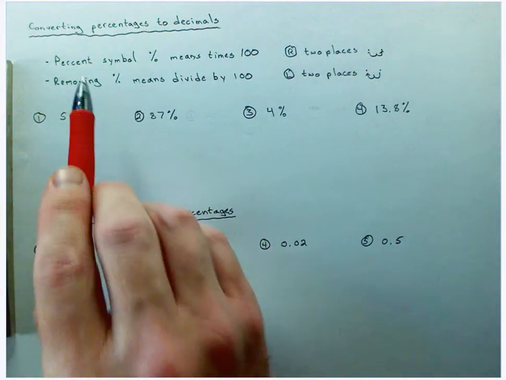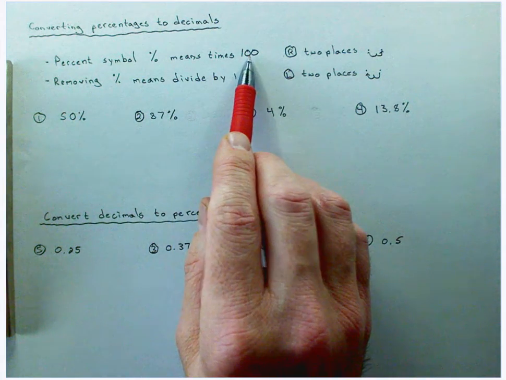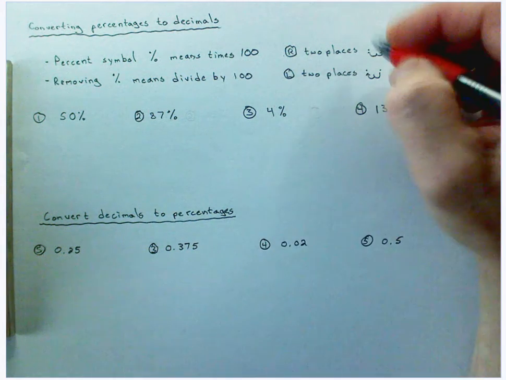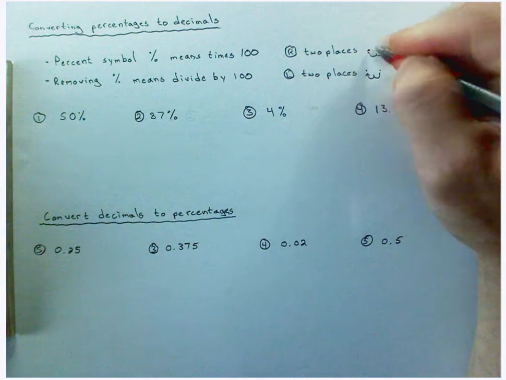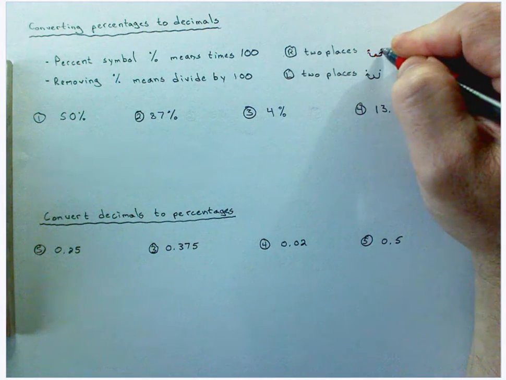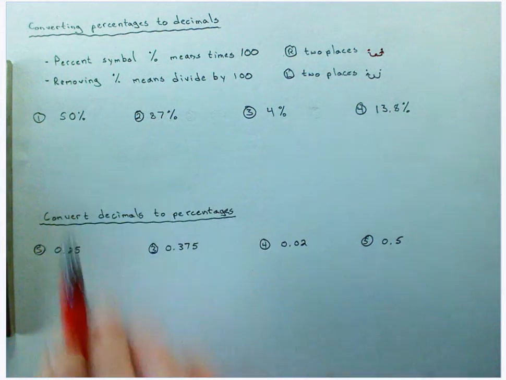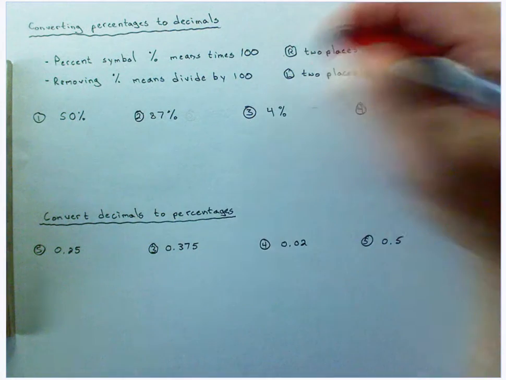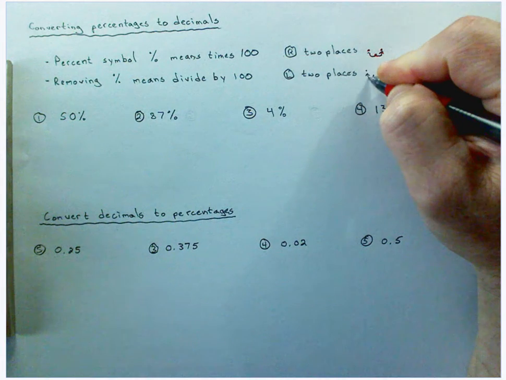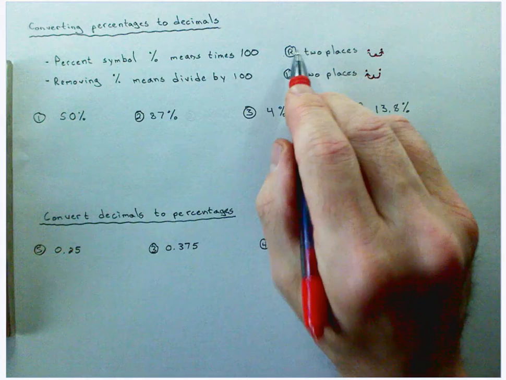Whenever you have a decimal and you add a percent symbol to it, it means that you've multiplied it by 100, which means you've moved the decimal point two places. One, two, and now this is where the decimal place ends up. And whenever you remove a percent symbol, it's just like dividing, and that means you're going to move the decimal place two places to the left. Okay, and we'll look at that.